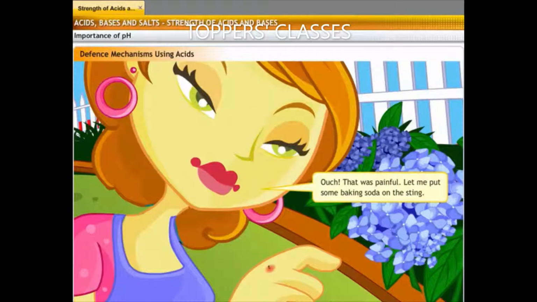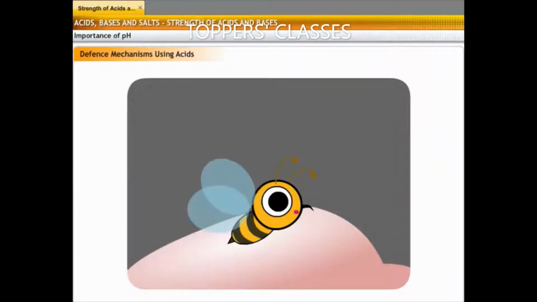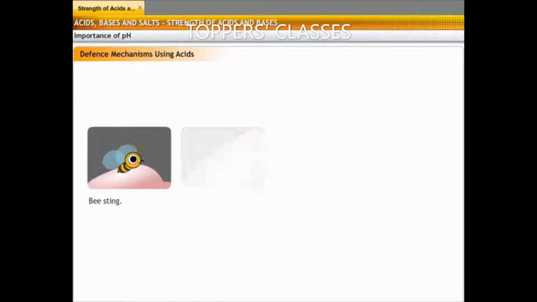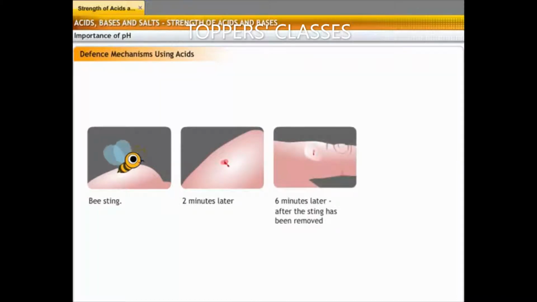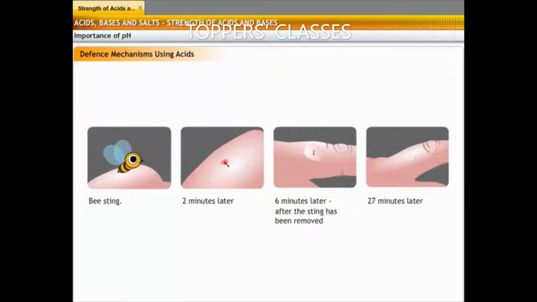Ouch! That was painful. Let me put some baking soda on the sting. When a bee stings, formic acid is released. That is what makes the skin burn. Baking soda, which is a base, neutralizes the formic acid and provides relief from the pain. In the animal kingdom, you will come across many such defense mechanisms that are used to keep predators at bay.